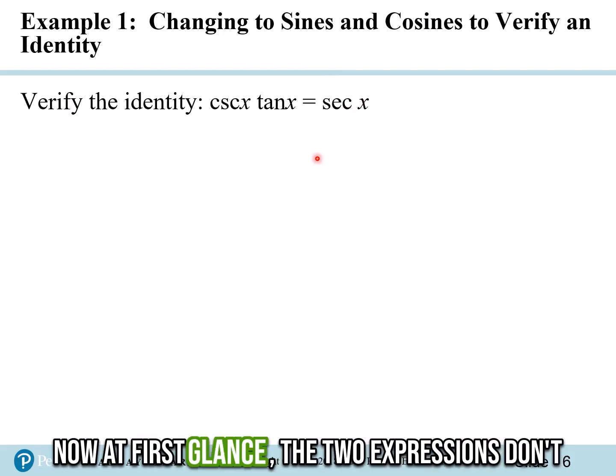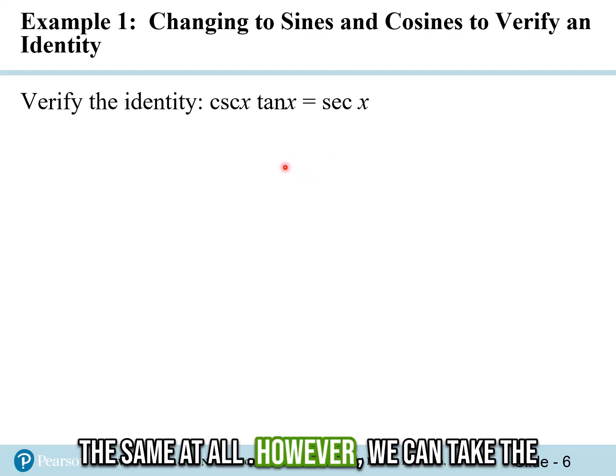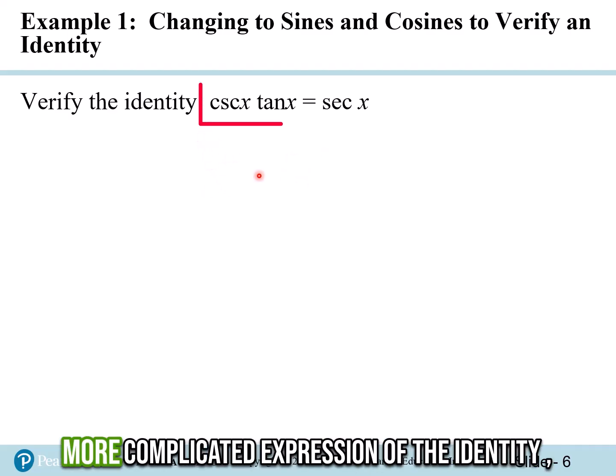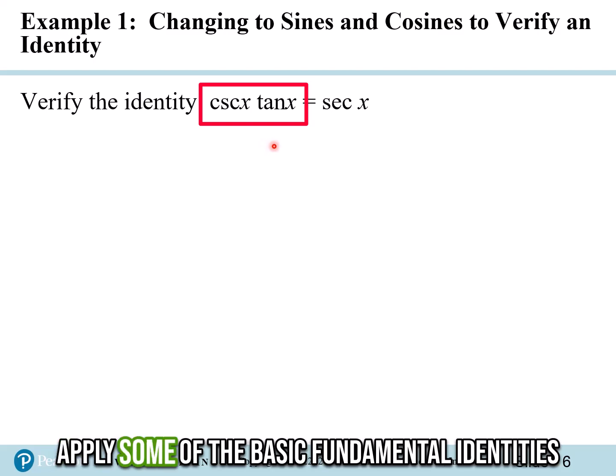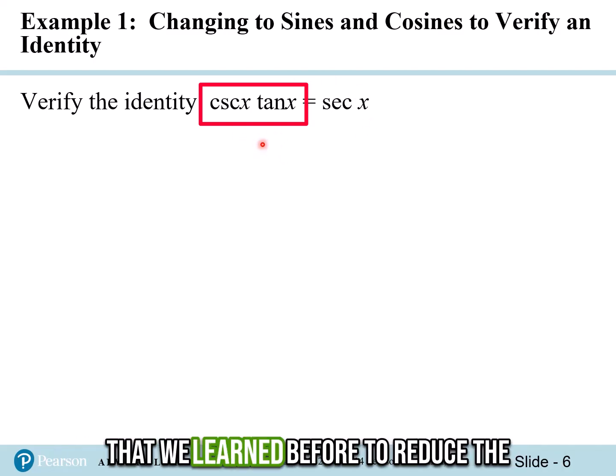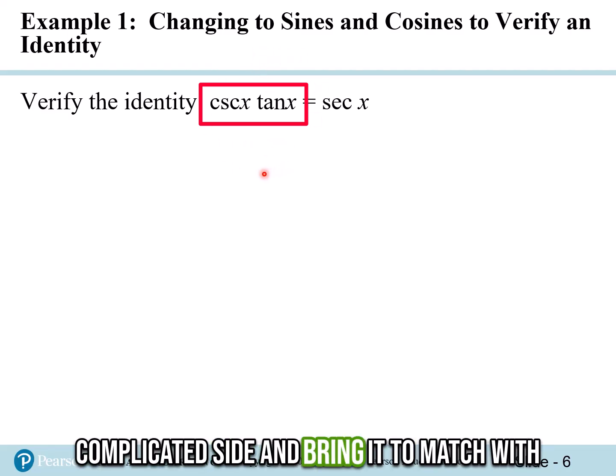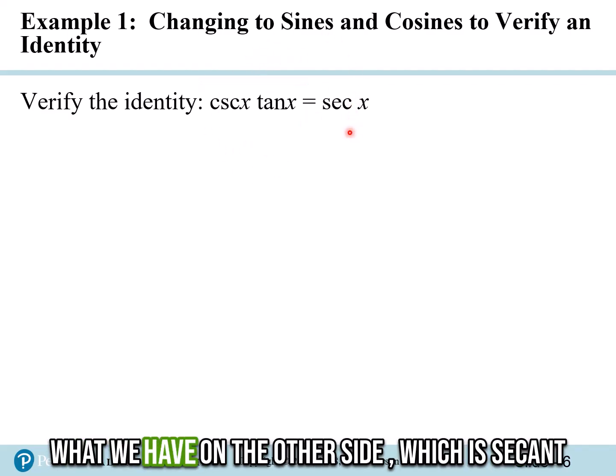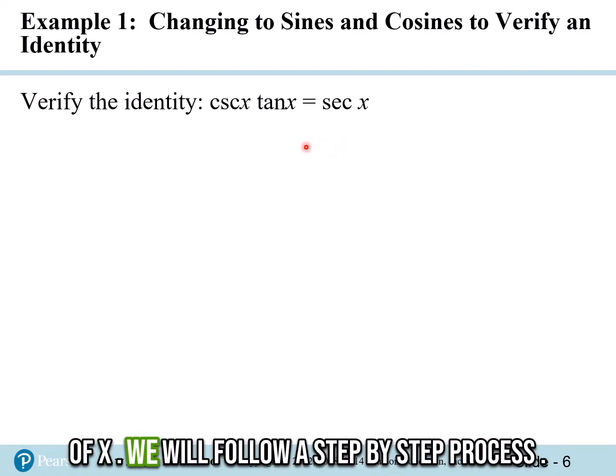Now at first glance, the two expressions don't look the same at all. However, we can take the more complicated expression of the identity, apply some of the basic fundamental identities that we learned before to reduce the complicated side and bring it to match with what we have on the other side, which is secant of x. We will follow a step-by-step process.